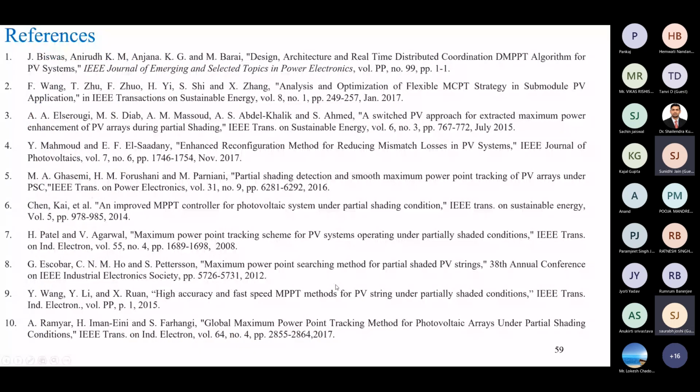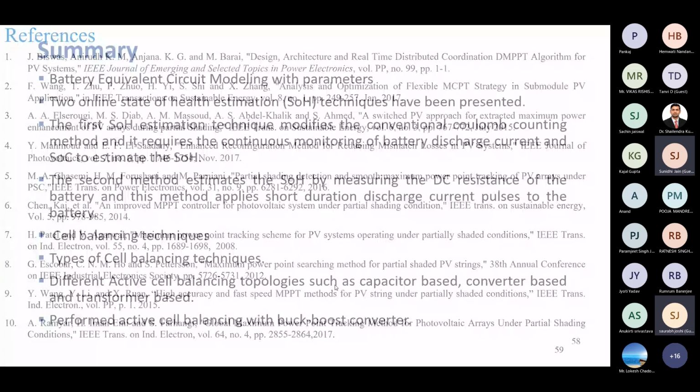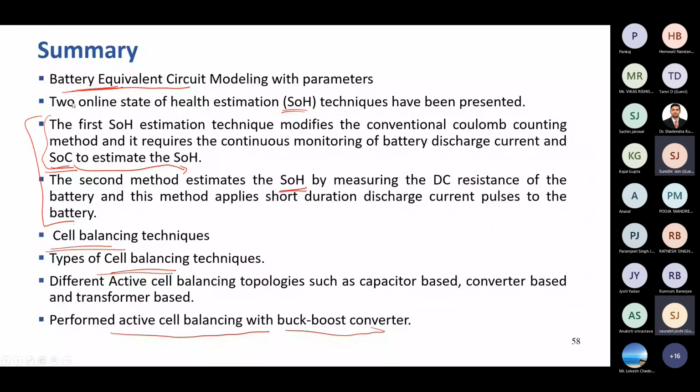So these are the references. These are the two topics where we can really work on the research. One is estimation techniques, and also the cell balancing techniques. And in that method, we can work by taking the temperature also into account. So if I want to further improve that research, we can go for temperature sensing, where we can extend the life of the battery.